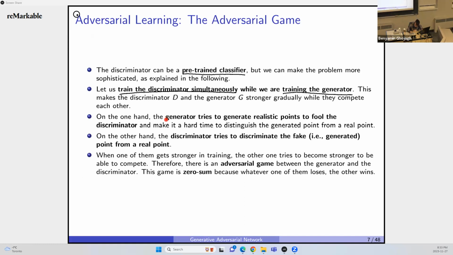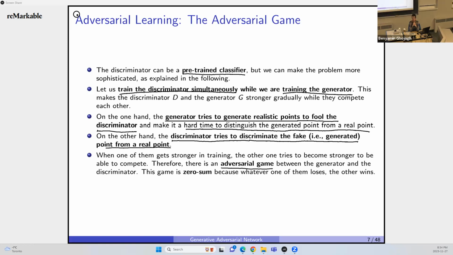Generator tries to generate realistic points to fool the discriminator. So it gives it a hard time to distinguish a generated point from a real point. Agreed? On the other hand, discriminator tries to discriminate the fake or generated data from the real data. When I say fake, I mean generated data.